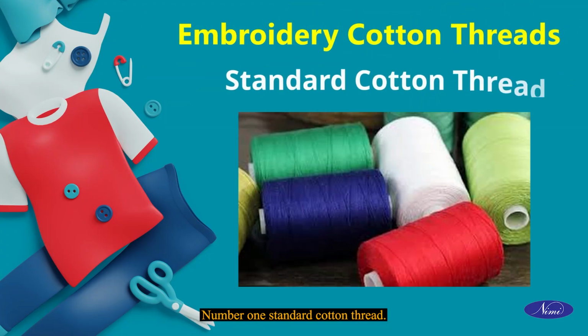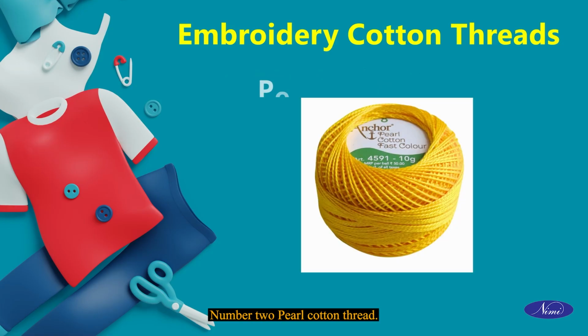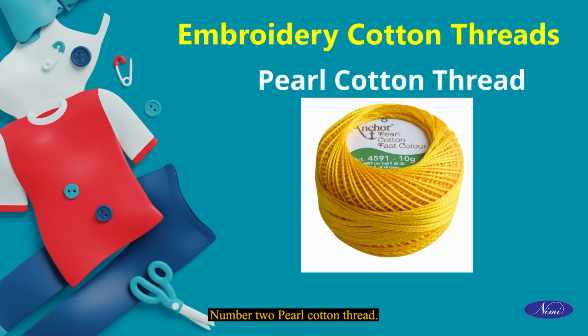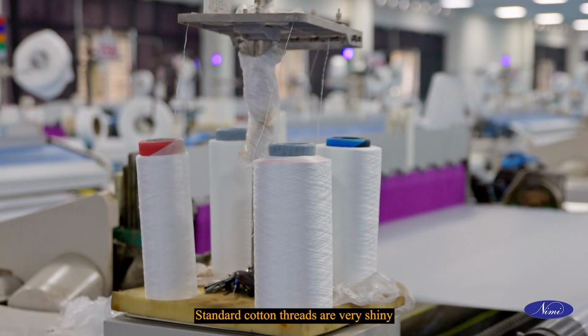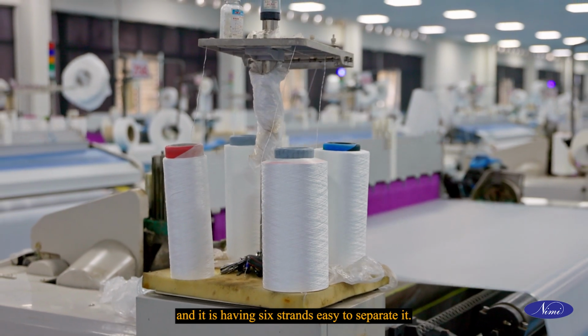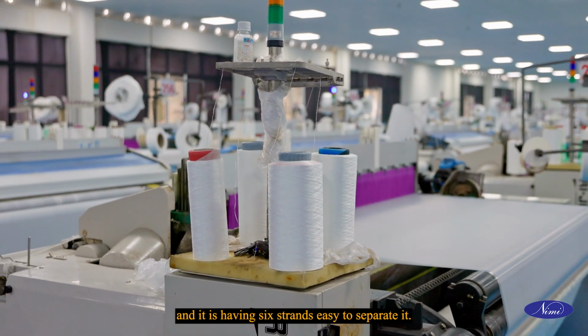Number 1, standard cotton thread. Number 2, pearl cotton thread. Number 3, soft embroidery cotton thread. Standard cotton threads are very shiny and have 6 strands, easy to separate.